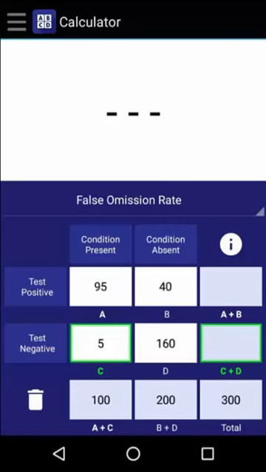Adding together the false negatives with the true negatives, we find that 165 people in total tested negative. Now all that's left to do is divide the number of false negatives, 5, by the total number of negative tests, 165. In doing so, we find that the false omission rate is 3%.